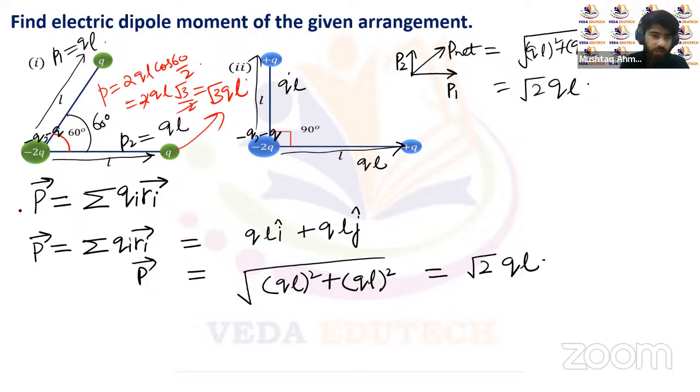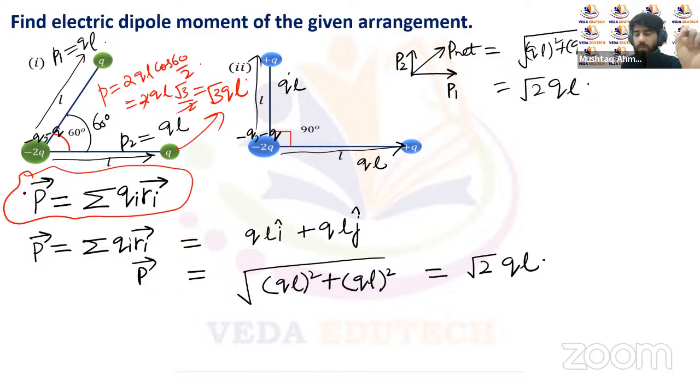In general, for a discrete system, this is the equation to be used for calculation of the dipole moment. It will give us the net dipole moment in vector form. This is how we can calculate the dipole moment in vector form for a discrete charge system.